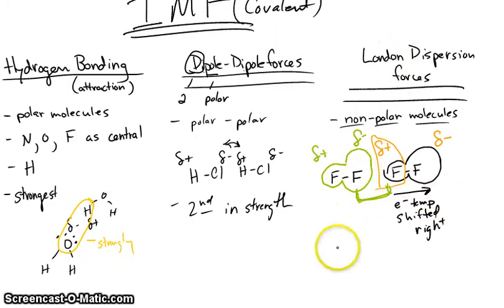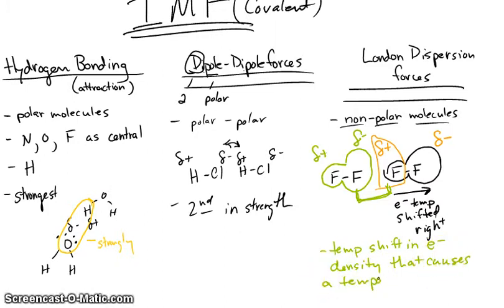So what is the London dispersion force? It's a temporary shift in electron density that causes a temporary dipole.